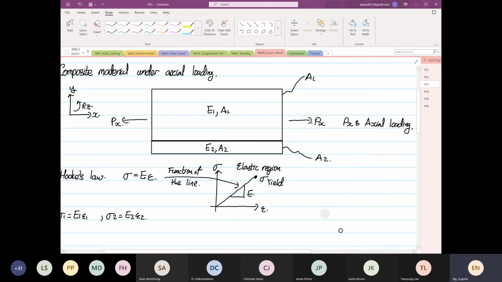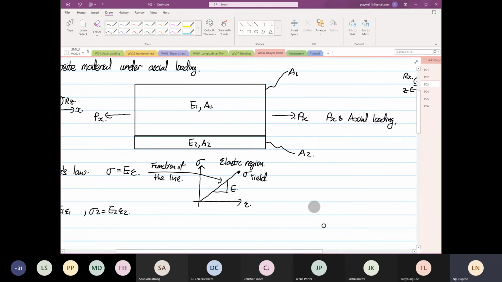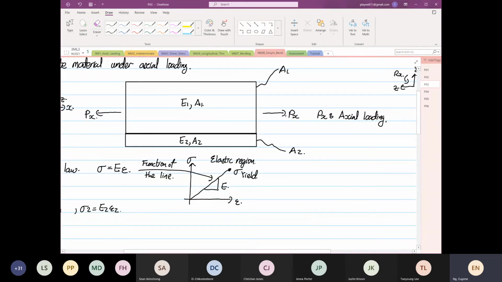Now when this thing stretches, if we put it under load, this thing will extend this way. Yes or no? The dotted line I've drawn is the deformation under applied force, Px. When that's the case, what you realize is that the change in length is the same for material 1 and material 2. No change at all, it's the same.